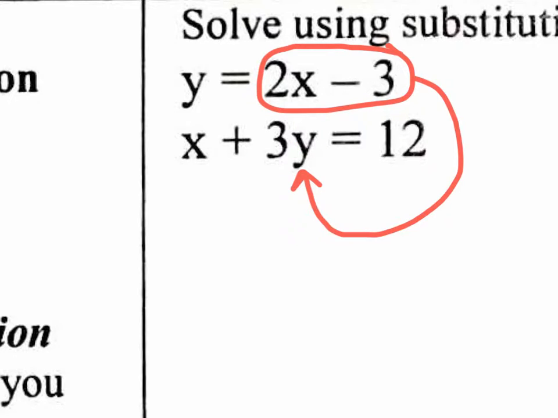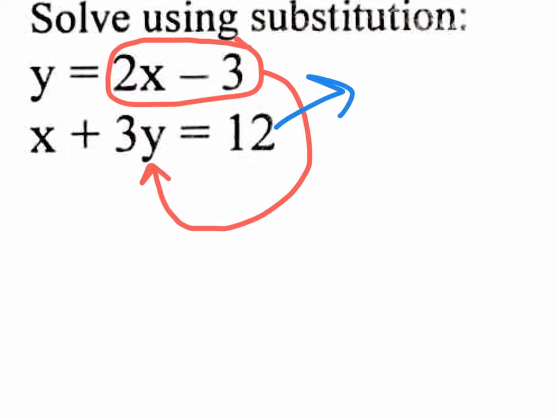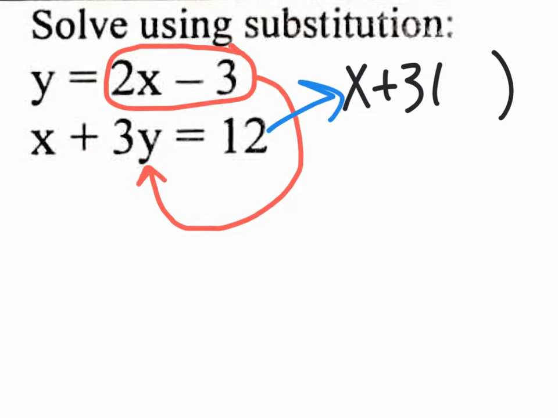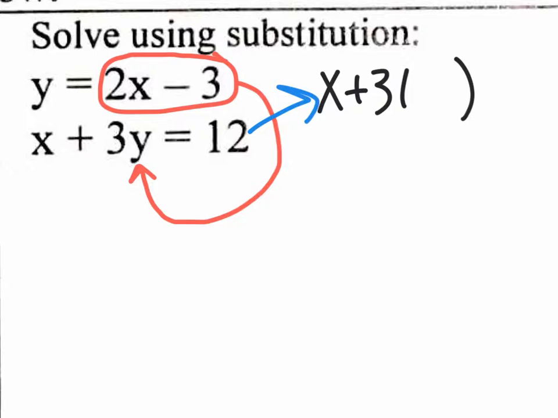Substitution. So what I like to do is circle, draw an arrow, and then I like to draw another arrow this way and rewrite that equation, but instead of my y, I'm going to write the binomial right in there. So in other words, I'm going to have x plus 3 parentheses equals 12. But instead of my y, inside the parentheses, what am I going to write? 2x minus 3.